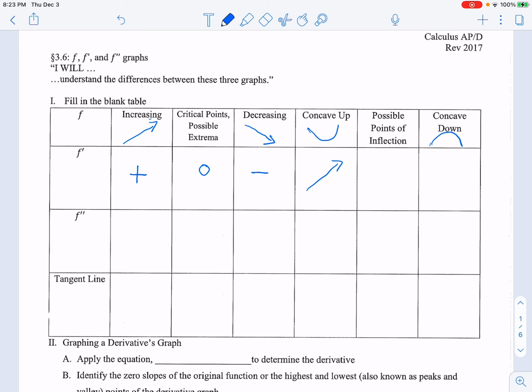Well, if the function graph is increasing, your first derivative is positive. Your critical points are equal to 0, your first derivative, or this is negative. Okay? If the function's concave up, your first derivative is increasing. Your points of inflection are the max and min. And if it's concave down, this is decreasing.